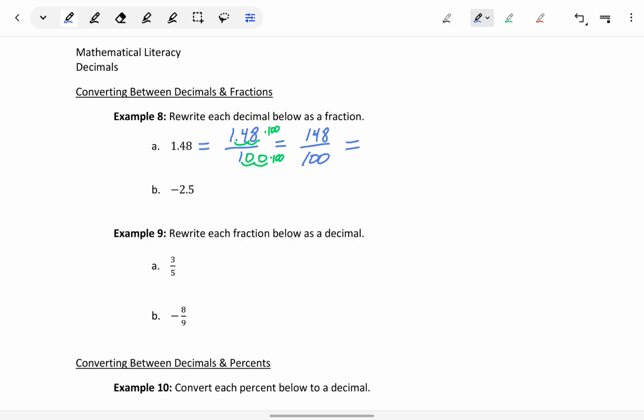Now that we've gotten rid of the decimal, we just need to look at reducing our fraction if that's possible. In this case, both our values are divisible by 2. This would leave us with 74 over 50. Both of those values are again divisible by 2. So this will reduce down to 37 over 25.